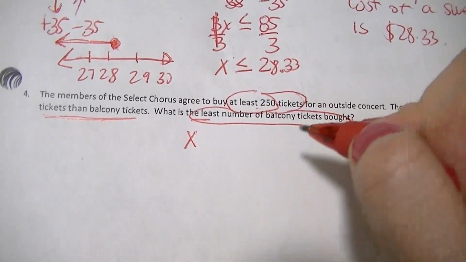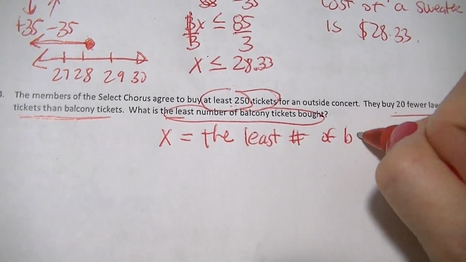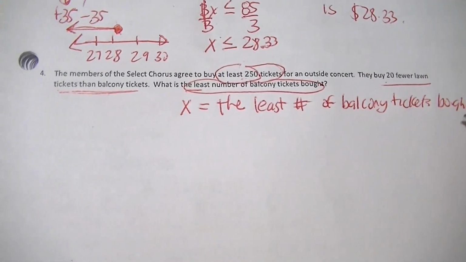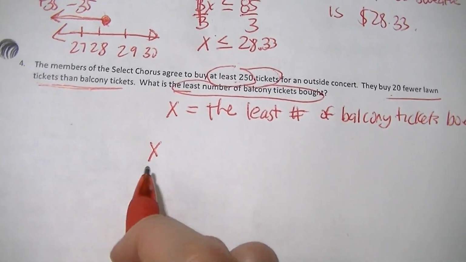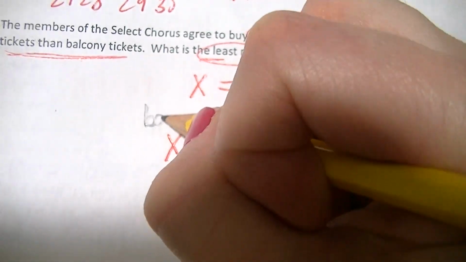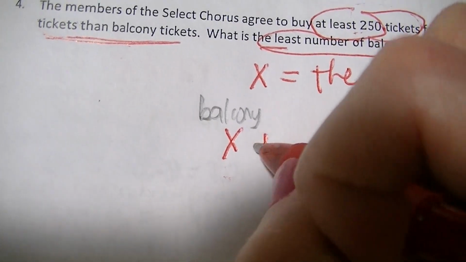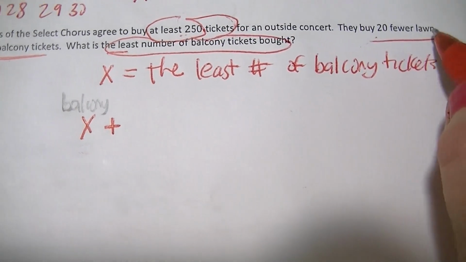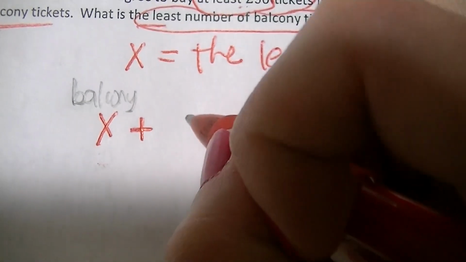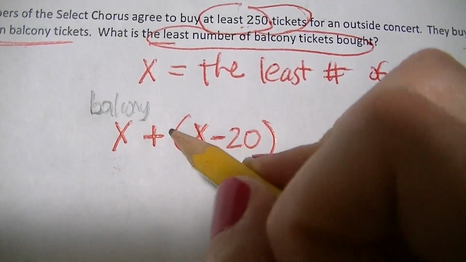Okay, that's gonna be my variable. X is gonna represent the least number of balcony tickets bought. All right, so this is the number of balcony tickets. That's how many they're gonna buy. Okay, and they're also gonna buy some of those lawn tickets. So they're gonna add to that. And what do you know about the lawn tickets? There's 20 fewer lawn tickets than balcony tickets. So here's balcony, and then here's balcony minus 20. Okay, and that represents the lawn tickets, because remember, they take the balcony tickets, subtract 20.